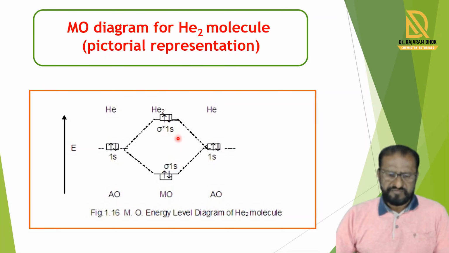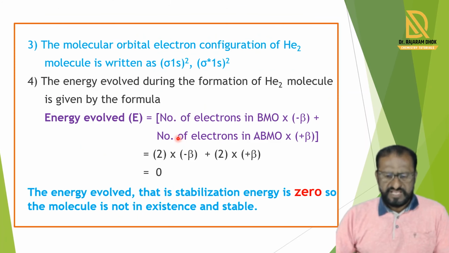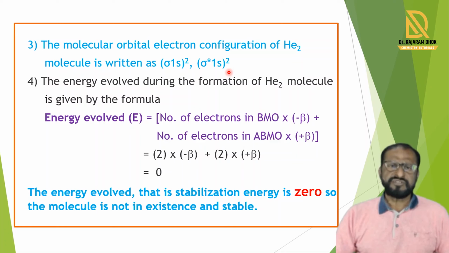Now from this diagram we explain the molecular orbital electron configuration of helium. Simply, we write the molecular orbital electronic configuration of the helium molecule as sigma 1s2 and sigma star 1s2, meaning in sigma 1s 2 electrons are filled and in sigma star 1s 2 electrons are filled. Now the fourth step is the energy evolved during the formation of the He2 molecule.